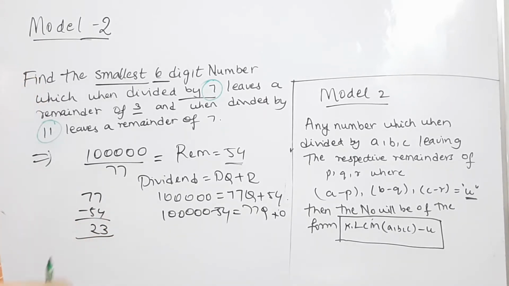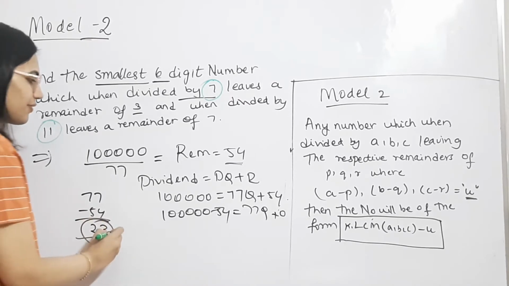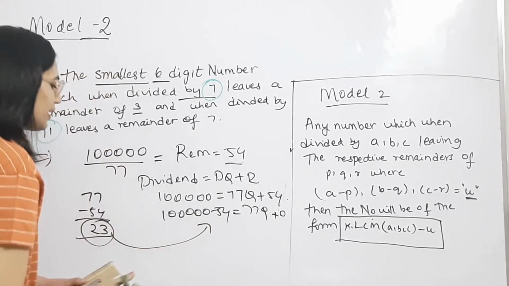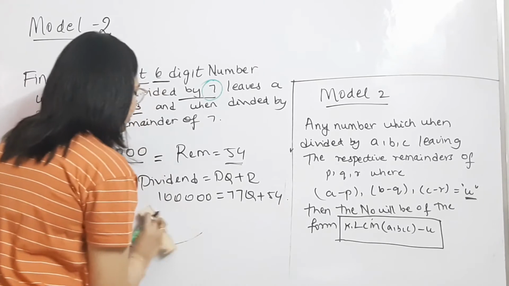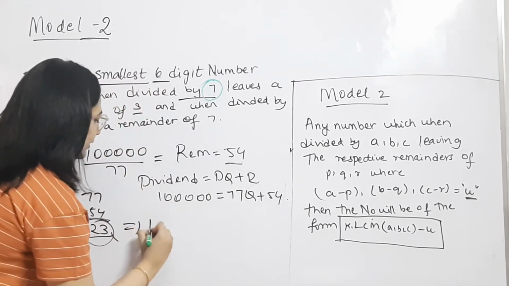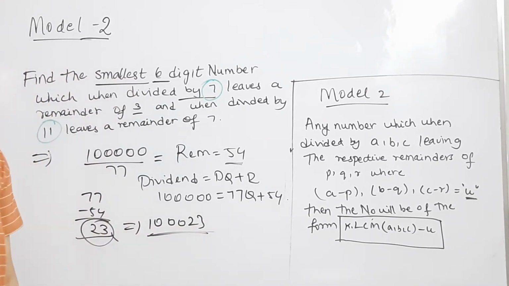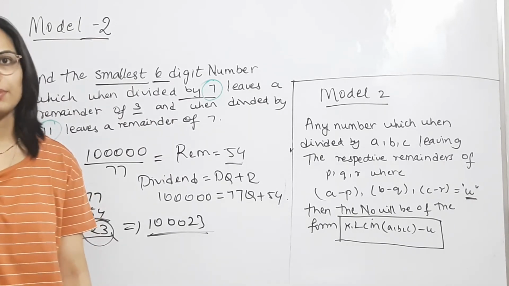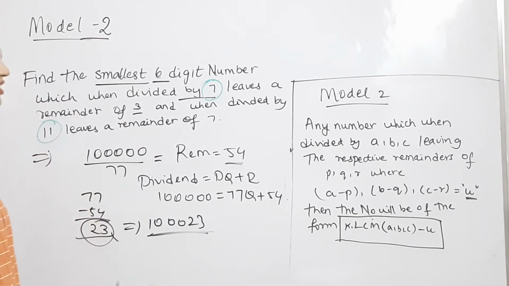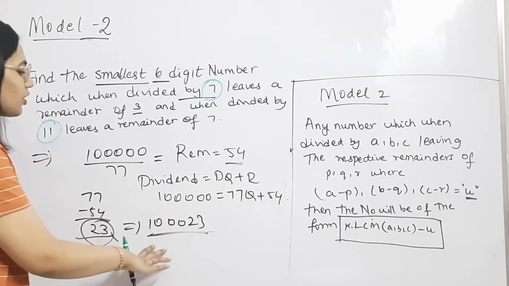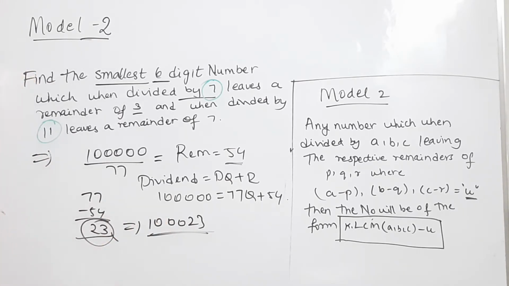23. Right. Then add this difference to 1 lakh. So what do you get? You will get the smallest 6-digit number that is divisible by 77. This is how you find the smallest any digit number that is divisible by so and so number. Okay, for the largest you just need to subtract whatever remainder you get. Okay, so this is the smallest 6-digit number divisible by 77.